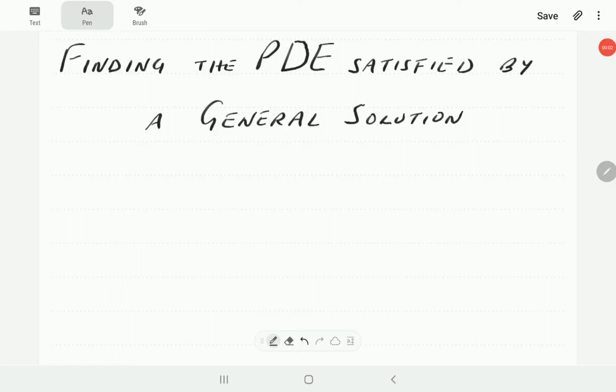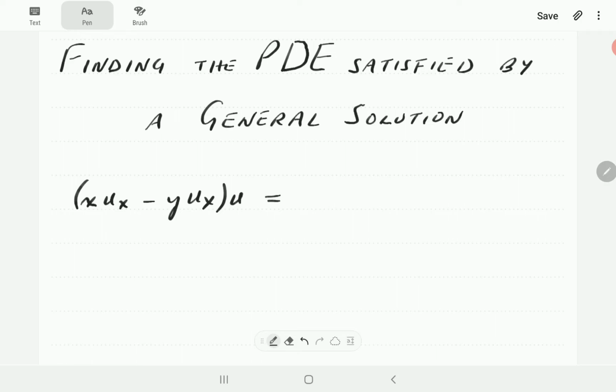Alright, in this video we're going to look at how to find a partial differential equation given its general solution. So what we're going to be doing in this video is the reverse of what we did in an earlier video, where we used the method of characteristics to find the solution of a PDE like this one, for instance.